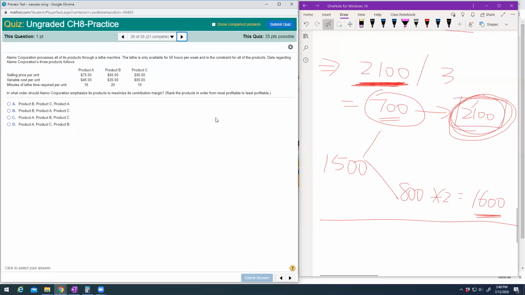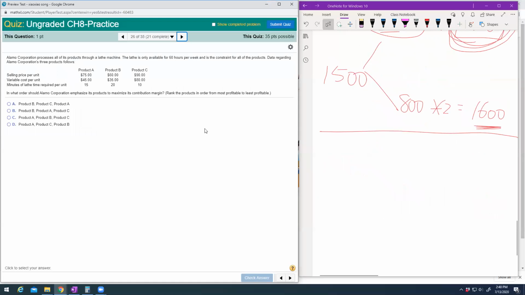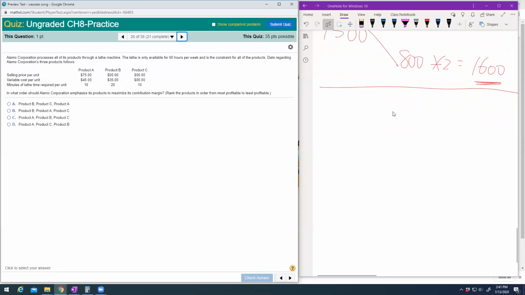Next one. I'm tired. You have 60 machine hours here. Let's look at the variable cost of these. Which one should you produce? Let's look at A, B, and C, and look at the contribution margin first. A is 30, the second one is 25, the third one is 10.